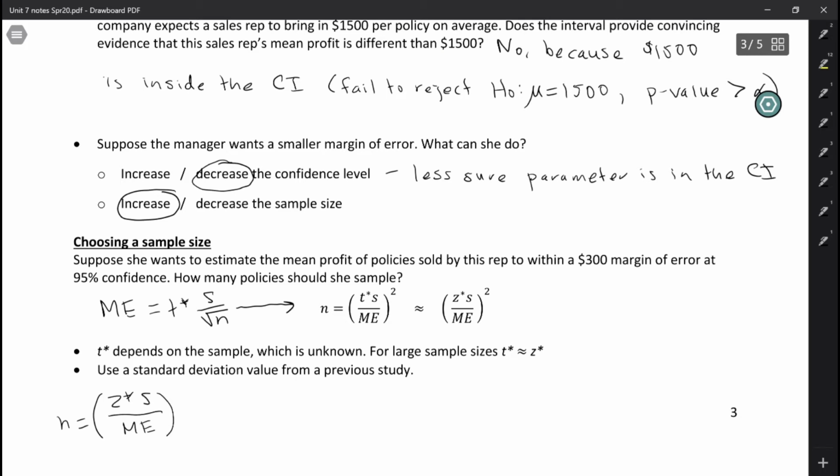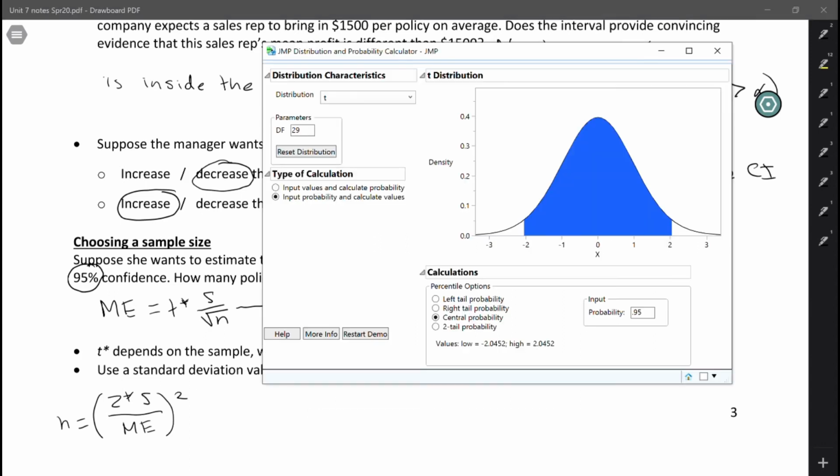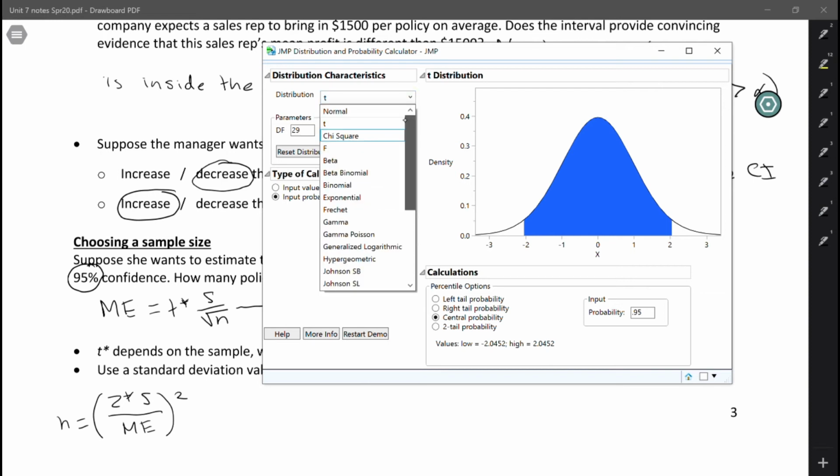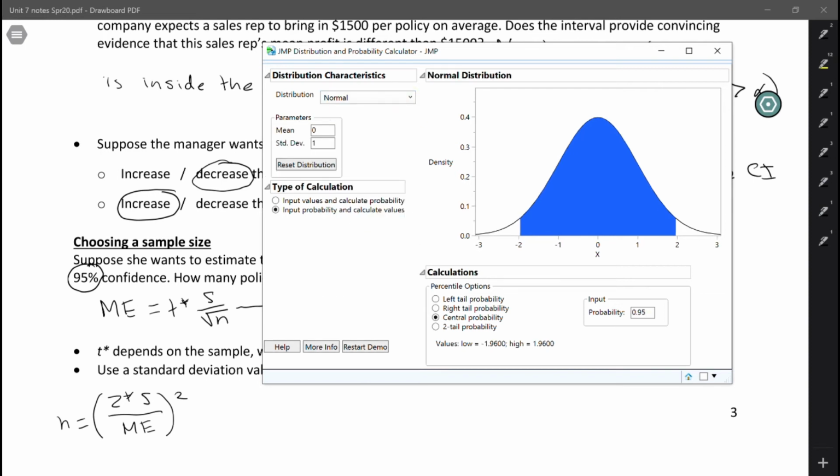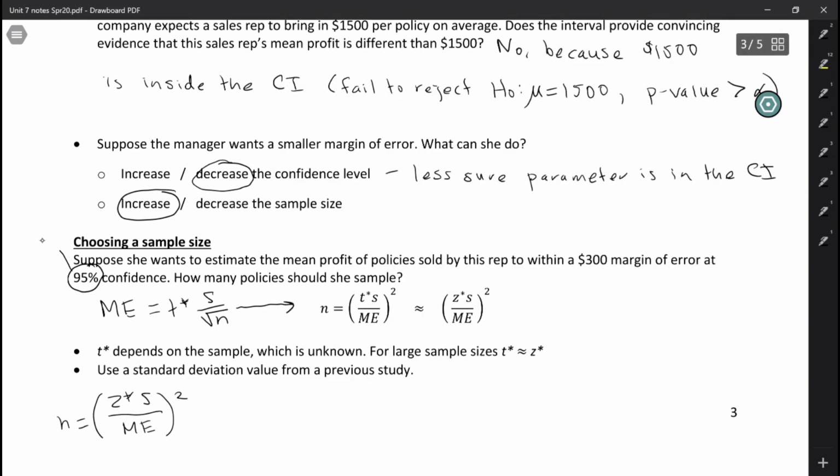Okay, so we're using this formula: n equals z star times the standard deviation over the margin of error, squared. It tells us that we want 95% confidence, so that's what's going to determine our z star value. I'm going to go back to that JMP calculator. This is z star, so I'm choosing a normal distribution, leaving my probability the same because it's 95% confidence, and that gives me my z star value of 1.96.